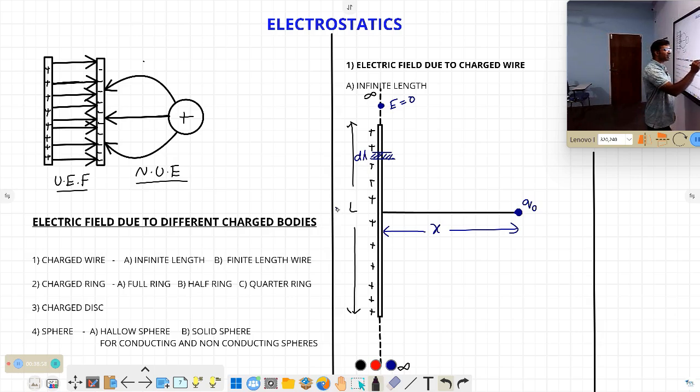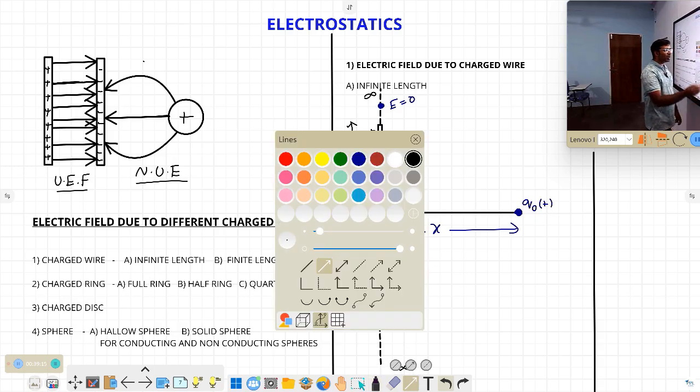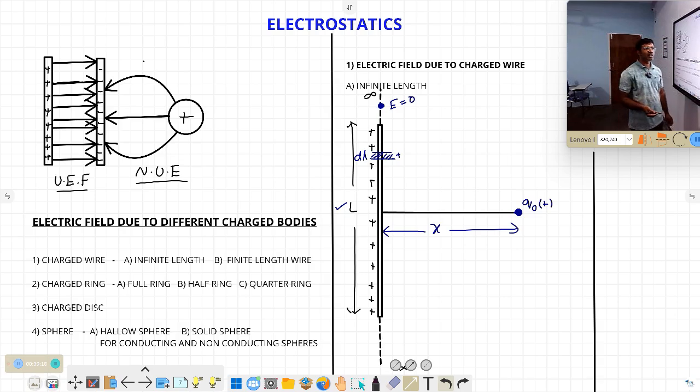The total length of the wire I take as capital L. The small length which I have chosen is called dl. Now this dl contains charges, and here there is a test charge we imagine, that is also positive. The positive repels. That's why there is a repulsion force. The direction of the repulsion is the direction of the electric field at that point.